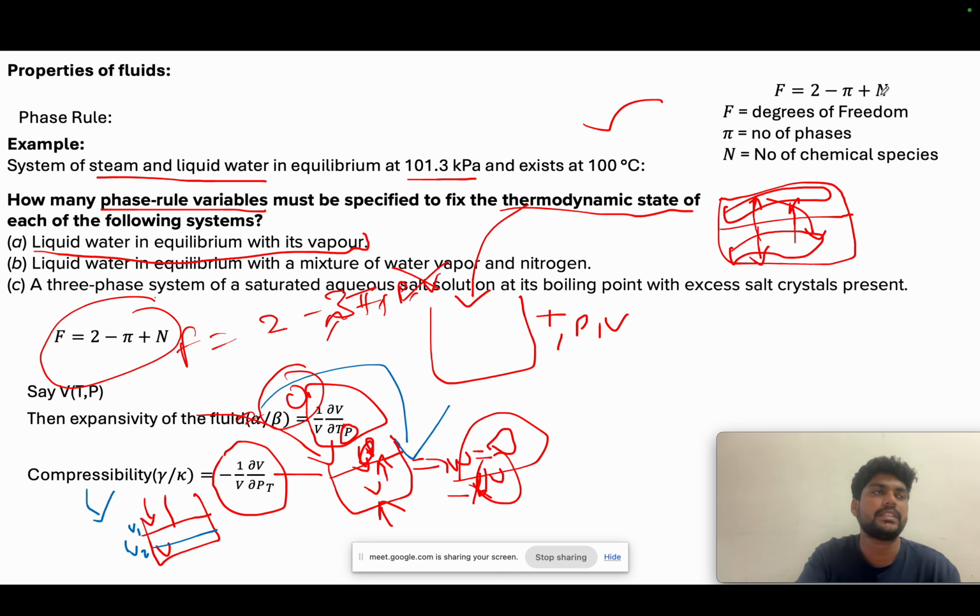What does it say? Zero degrees of freedom means how many parameters you can change to study the properties. For the triple point, you can't change even one parameter, so you need to understand the triple point at exactly one point. If you take the system of steam and liquid water, with two different phases, it will be 2 minus 2 plus 1, which is 1. So f equal to 1 means the degrees of freedom is 1, which implies we can change either temperature or pressure.